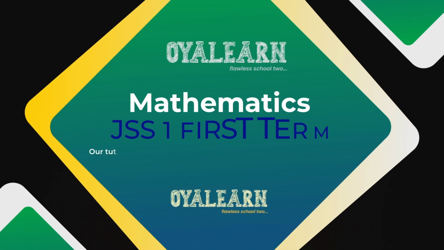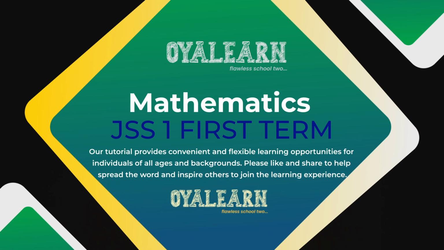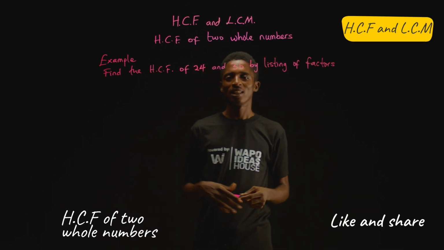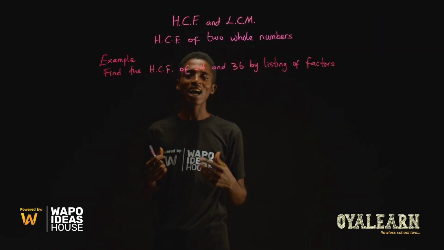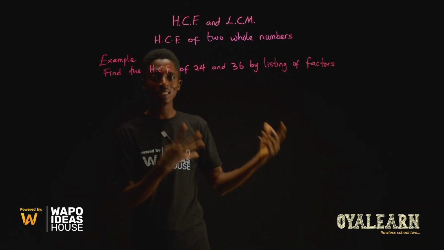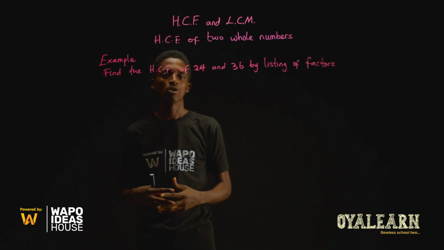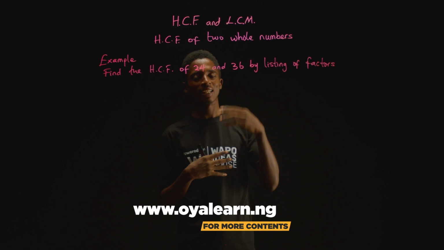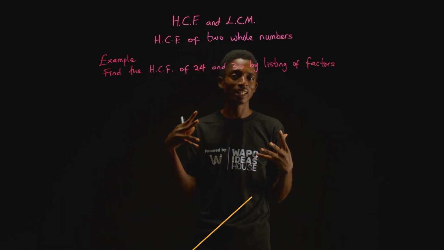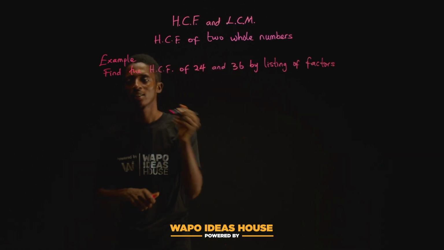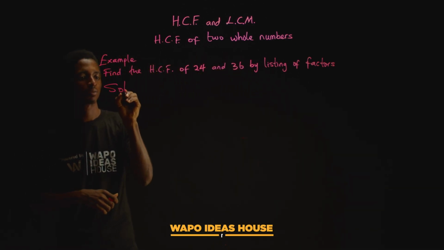Find the HCF of 24 and 36 by listing of factors. This task asks us to find the HCF by using this specific method, that is the listing of factors method. So how you do this is to first list the factors of 24 and then the factors of 36 and then compare them to find the highest common factor. Let's do that. Solution.